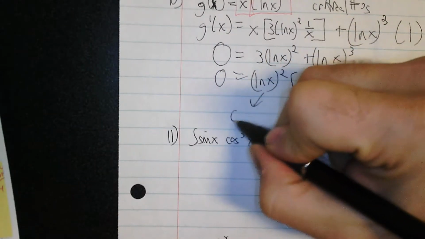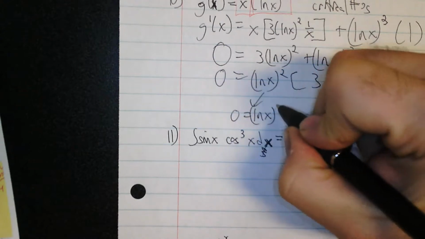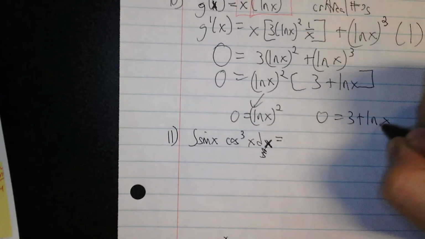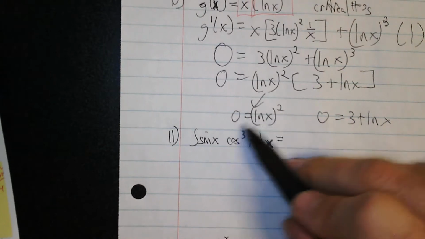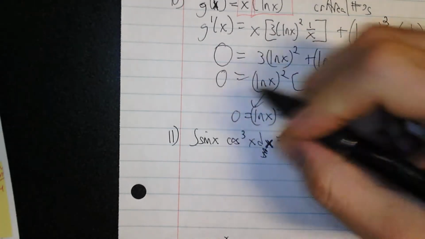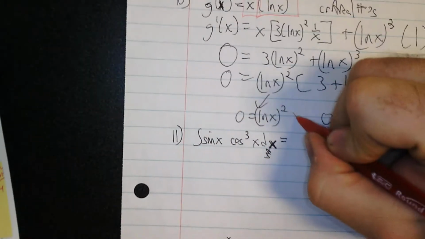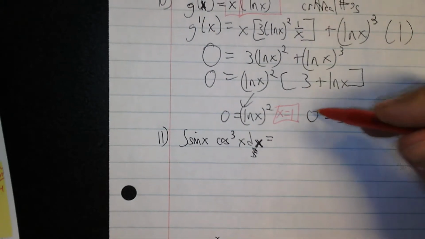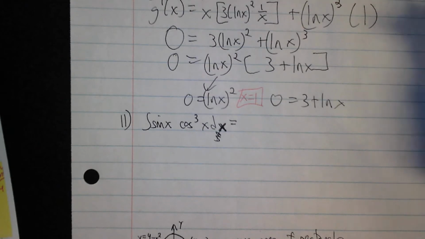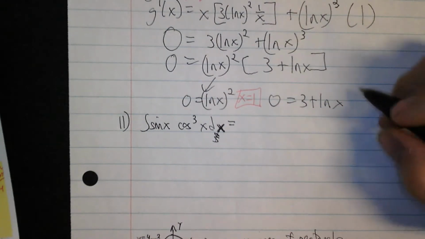Break this up. 0 equals natural log of x squared, where 0 is equal to 3 plus natural log of x. Well, to undo the square function, plus or minus the square root of 0 is 0. 0 equals natural log of x, therefore what? x must equal 1. Over here, bring the 3 to the other side, apply exponential base e to both sides. I'll show that to you real quick.